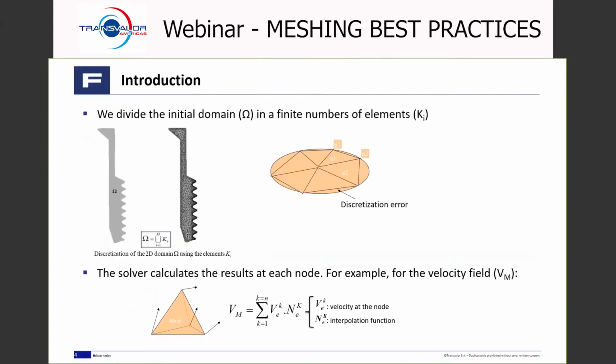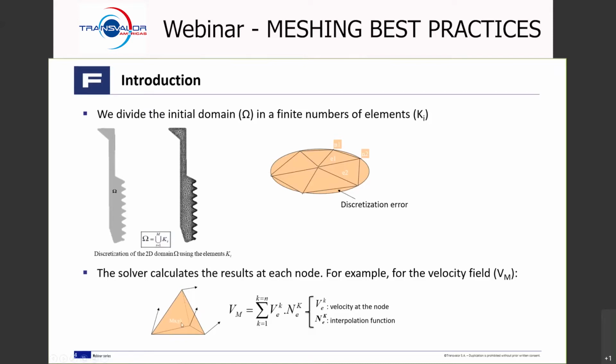Let's start with an introduction with the basics for meshing. As you know, creating a mesh is dividing an initial domain, which we can see on the left, into a finite number of elements, which we can see on the right, using this type of elements. For curvatures, we are always going to have a small error to adapt to this geometry. We'll talk about it later.